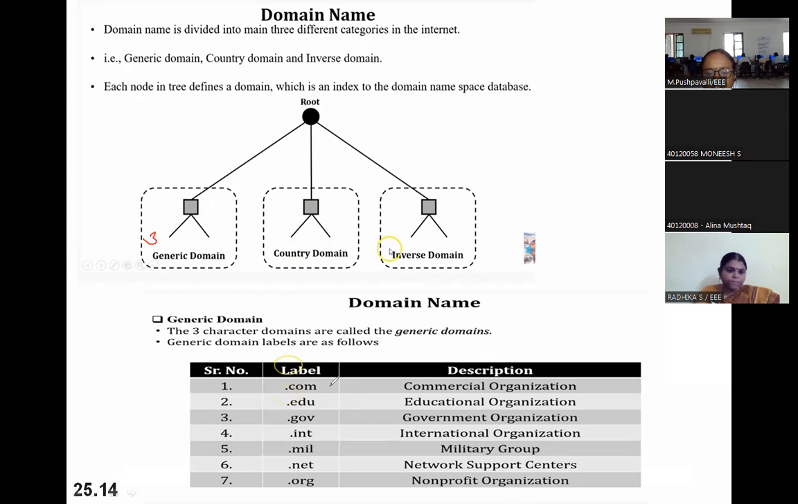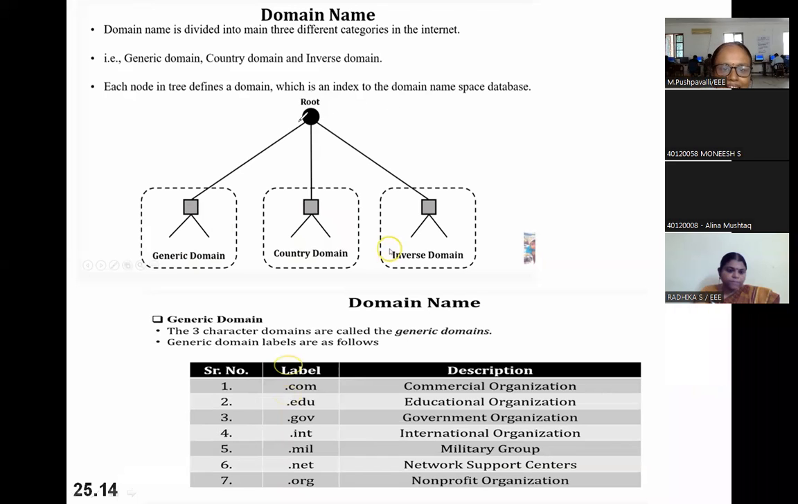What are the best examples? .com, commercial organization. .edu, educational organization. .gov, government organization. .int, international organization. .mil, military group. .net, network support centers. .org, non-profit organization. So generic domain means all having three characters in the domain.